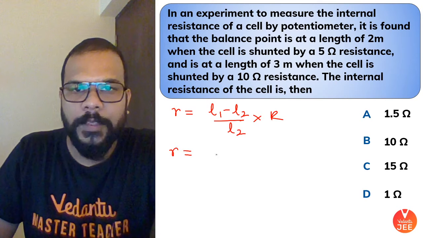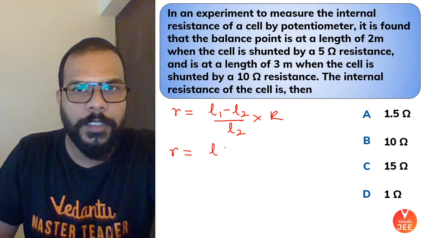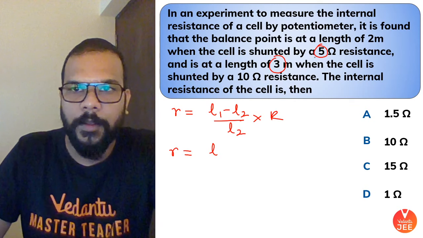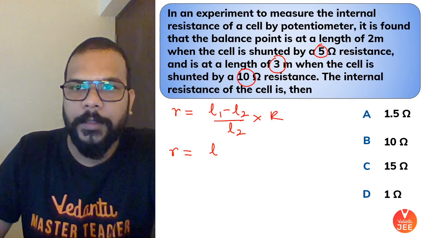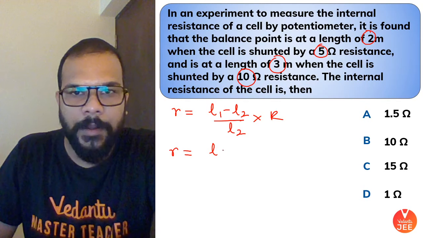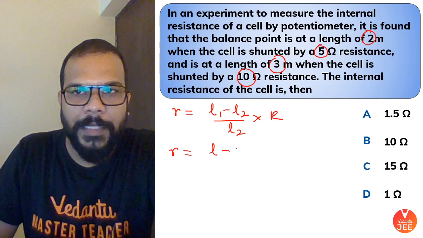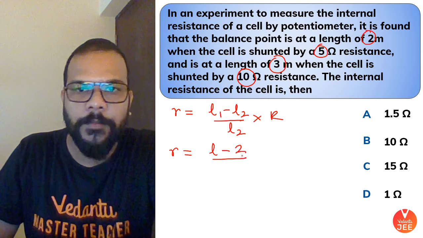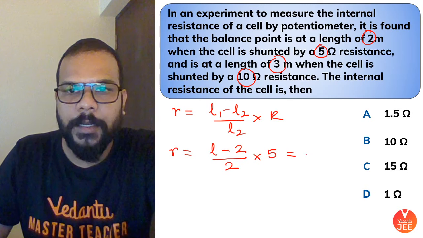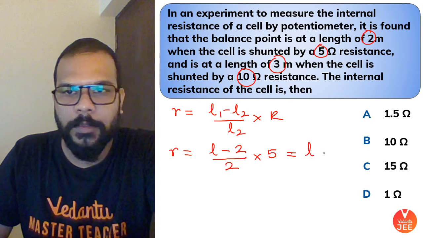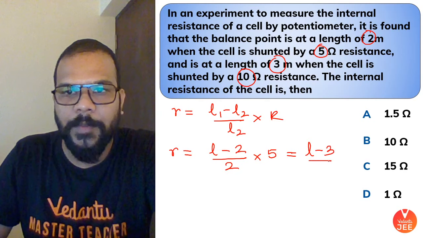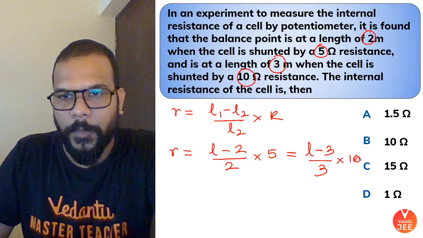So this L is going to be, say, some value which was there when none of these resistances were connected. Okay, none of 5 ohm or 10 ohm was connected. Then what was happening, the value of balancing length was coming out to be L. So when I connected 5 ohm, the balancing length came out to be 2 meter. So L2 becomes 2 meter and resistance is 5 ohms. Same internal resistance will be the value when the resistance externally parallelly used is 10 ohms, but the balancing length becomes 3. Okay, are you getting it guys?